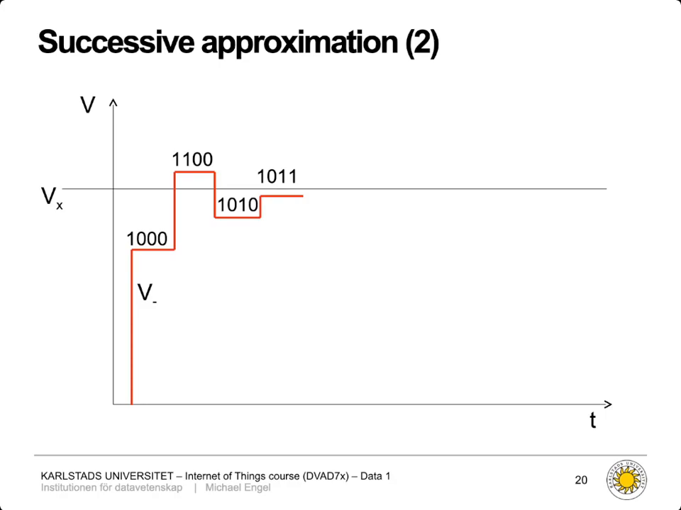So you see it takes more time because we have to do it in steps, but it's much less expensive because we need only one of these expensive comparators, and we don't need any of these voltage dividers on the chip, which are also very energy consuming.